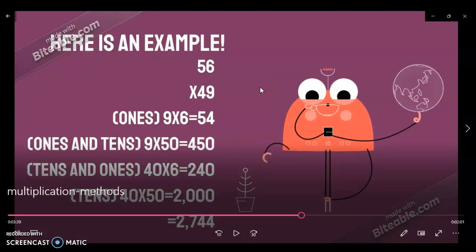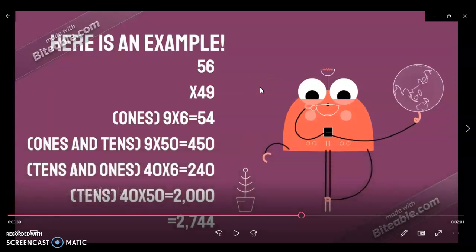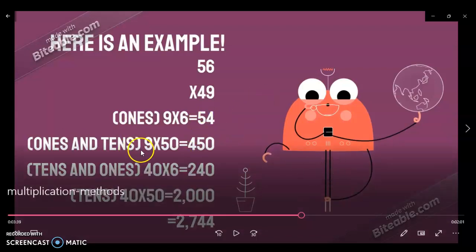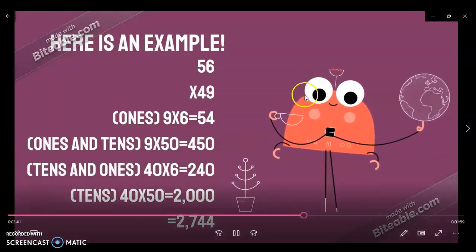I had never been aware of this partial product, breaking this apart, in the lattice method, and it's just great stuff. It really is just great.